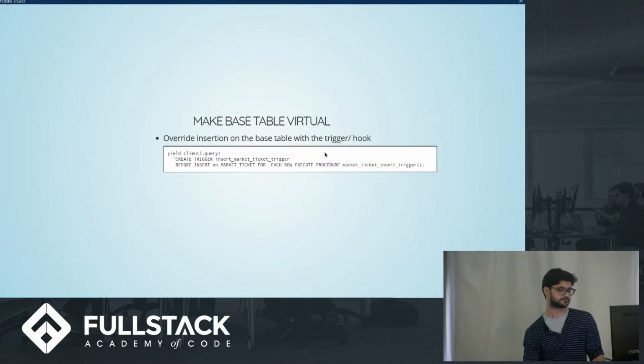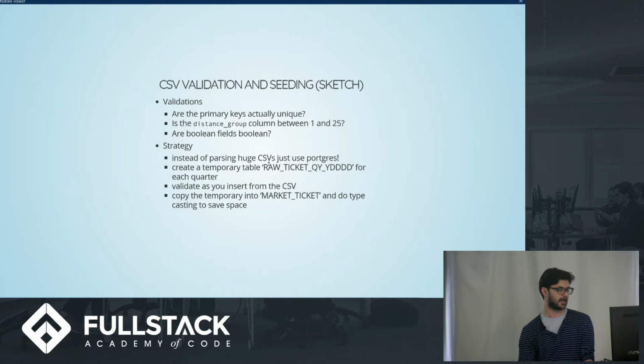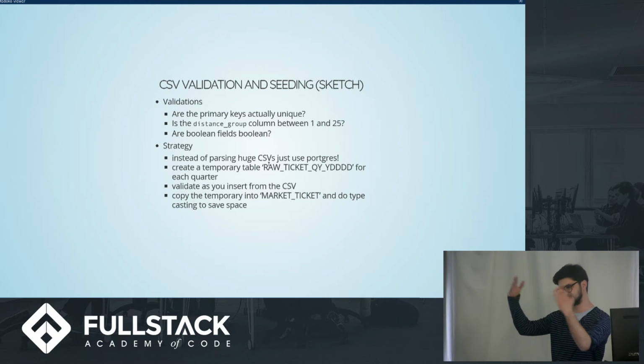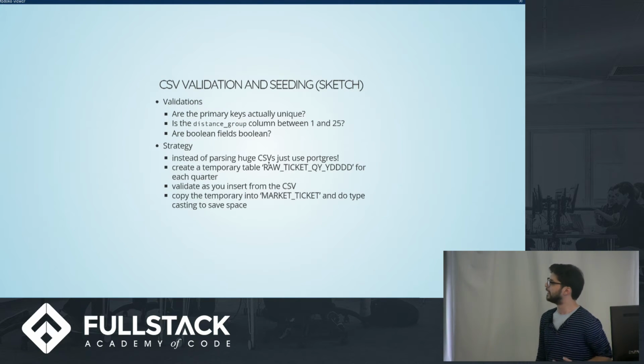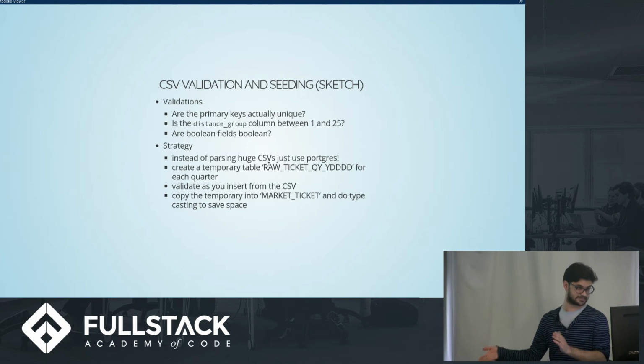Okay, so the other trick is once you create that trigger, you put it before insertion on the market ticket, and that does exactly the job that I was just explaining. So now you have all these tables. They're nicely organized. You can query them as if they're one big table, but you have to actually take the CSV files inside these tables.